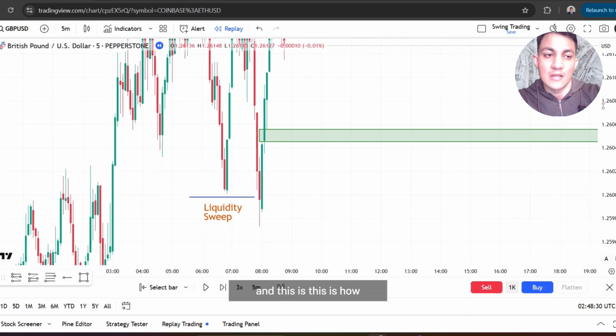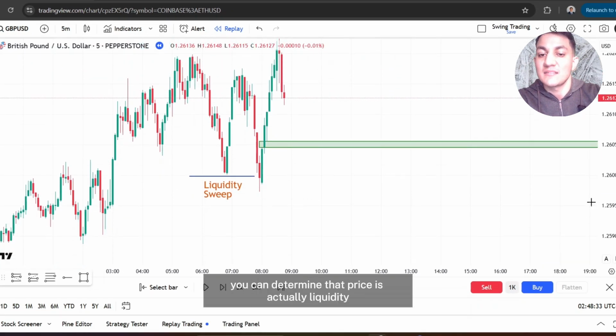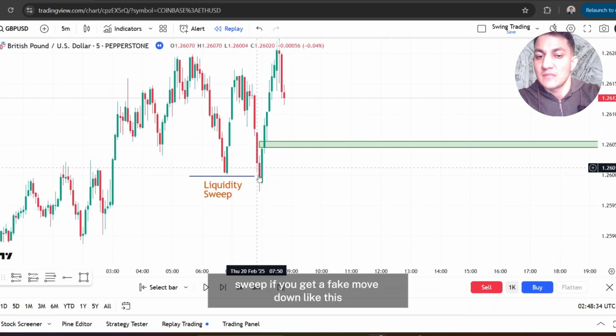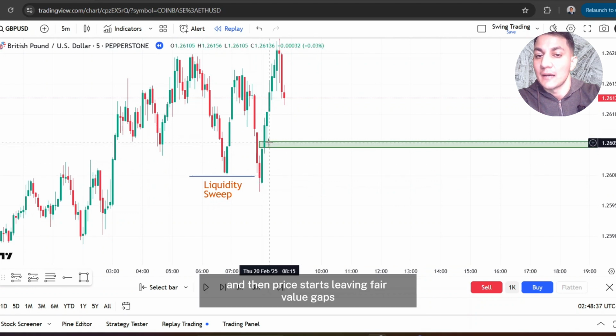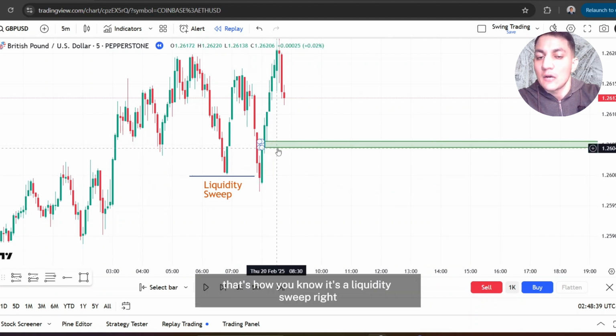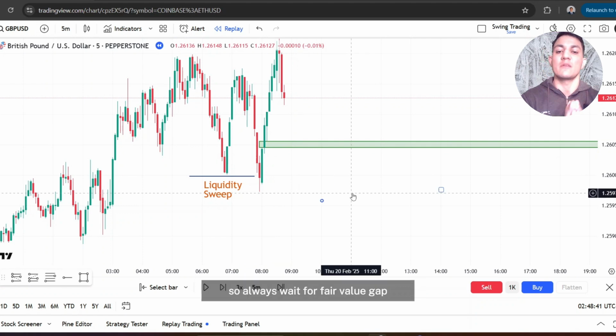And this is how you can determine that price is actually a liquidity sweep. If you get a fake move down like this and then price starts leaving fair value gap in the opposite direction, that's how you know it's a liquidity sweep, right? So always wait for a fair value gap.